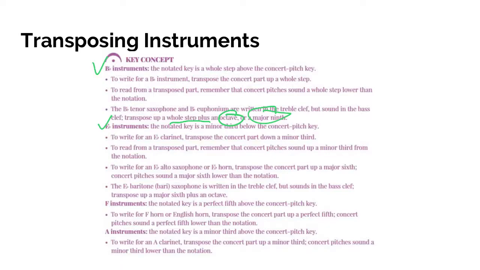F instruments: the notated key is a perfect fifth above the concert pitch key. To write for F horn or English horn, transpose the concert part up a perfect fifth. Concert pitches sound a perfect fifth lower than the notation. And then A instruments: the notated key is a minor third above the concert pitch key. To write for an A clarinet, which is very rare, transpose the concert part up a minor third. Concert pitches sound a minor third lower than the notation.